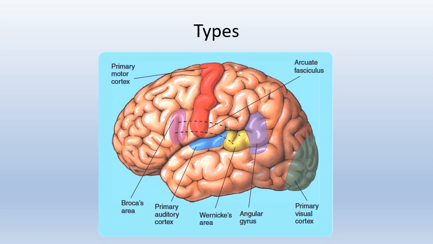Just below the lateral sulcus, the blue area is the primary auditory cortex, and behind the primary auditory cortex is Wernicke's area. Wernicke's area lies almost at the confluence of the three lobes: parietal, temporal, and occipital. It is also called the general interpretative area or intelligence area, you can say. Behind that is the angular gyrus, very important.